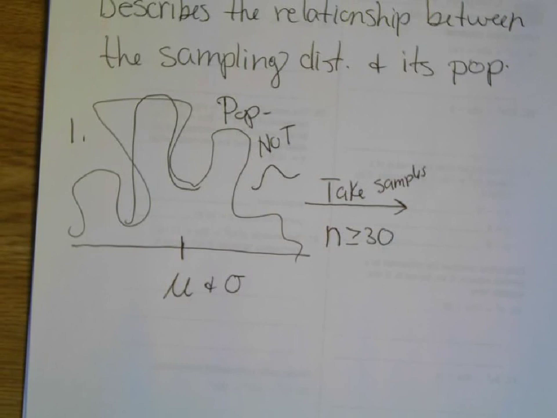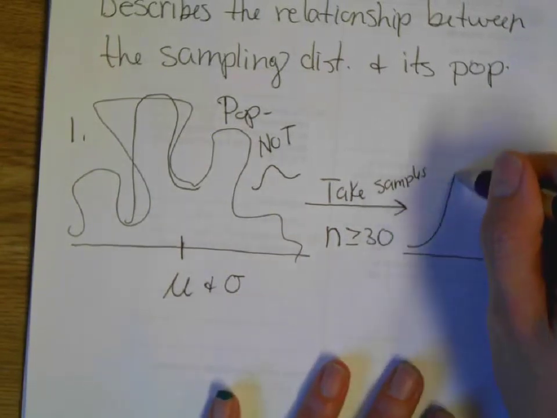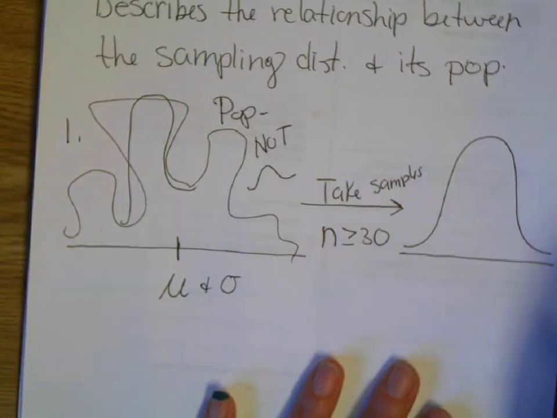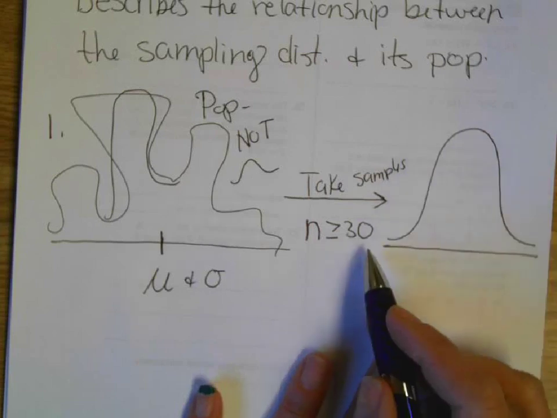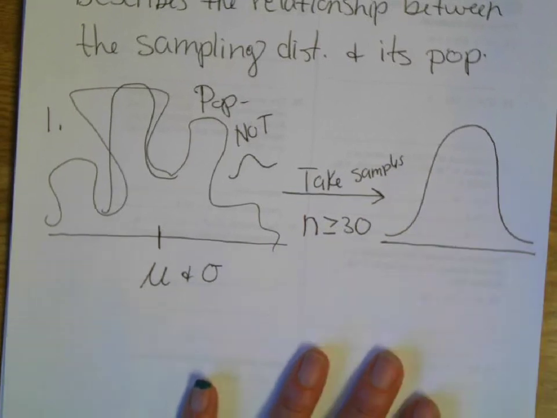Okay, if you take samples of at least 30 and make a sampling distribution, you know what magic happens? The sampling distribution turns out normal. 30 is a magic number. Who proved this stuff? I don't know. We just go with it. It was actually statisticians.